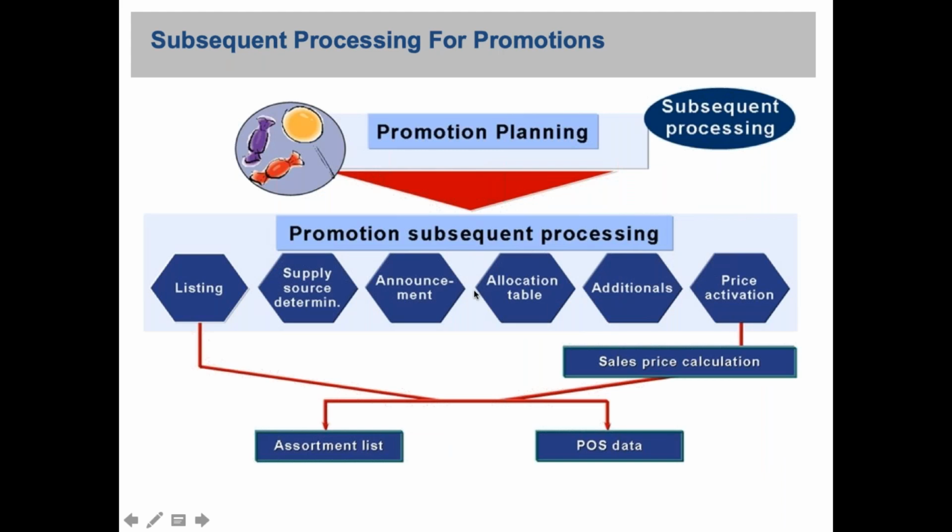So when you create a promotion, you have to activate that promotion so that you create a promotion price, right? Normally, if you want to list it, you can do it. All these are optional, but you need to activate that price. That is mandatory in order to make sure that this promotion becomes active and a new sales price is created, and that sales price is pushed to the front end system, which is the point of sale.